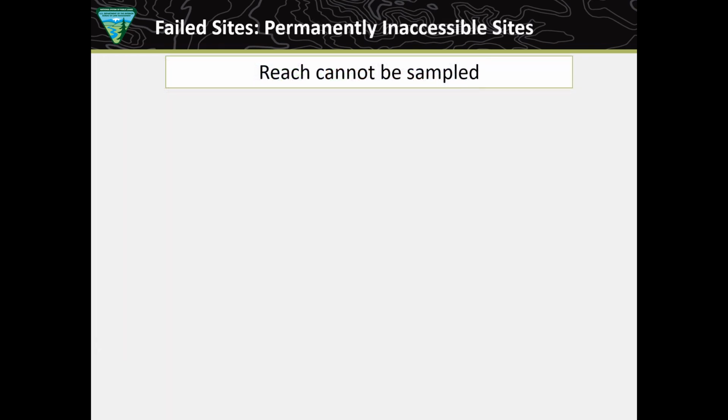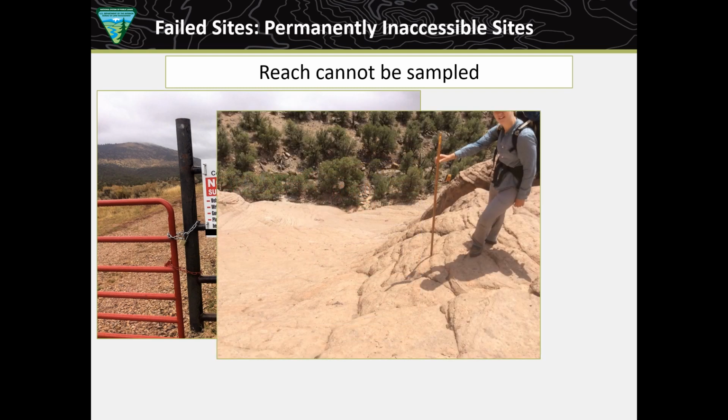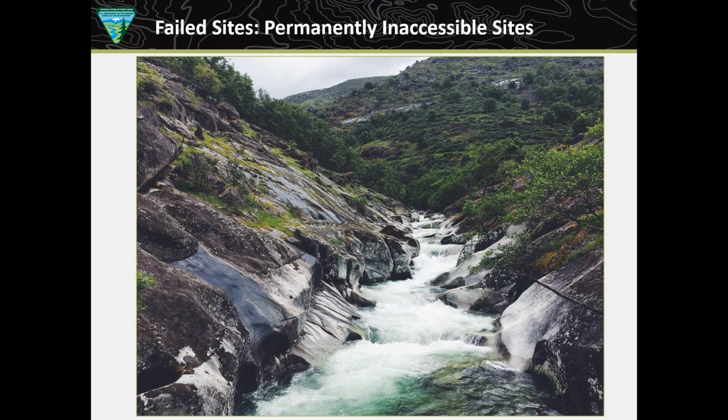A failed site may be marked as permanently inaccessible because there is no way to make the site sampleable. This may occur because of access issues from a private landowner, unmanageable terrain, or severely dense vegetation. A site may also be permanently inaccessible because it is too dangerous to wade or boat due to extreme whitewater or steep drainages.